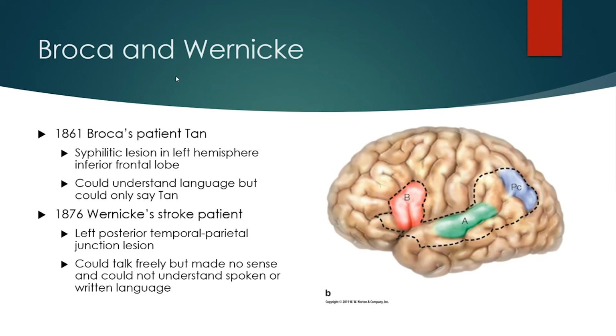And Wernicke, on the other hand, noticed that a very different part of the brain was producing a different kind of deficit, right? So this one was back in the parietal junction, back here, and the patient could talk freely, and he actually felt like he was making sense, but nonsense came out of his mouth, just lots of words jumbled up together.